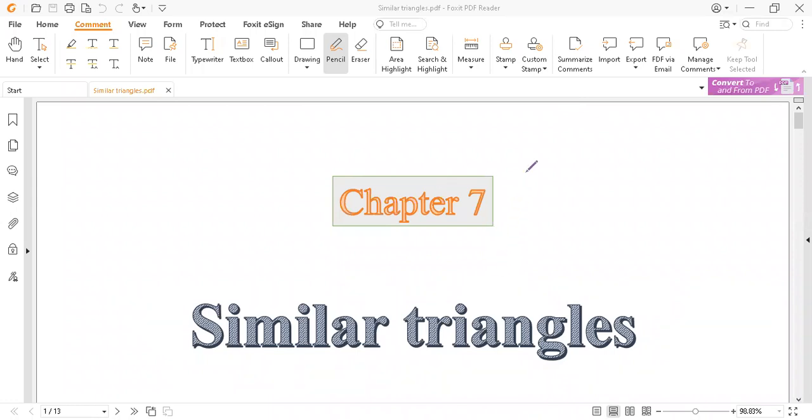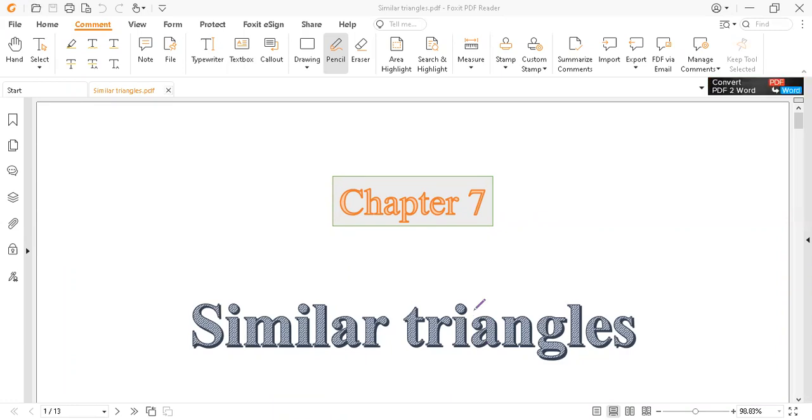Hi everyone. In the previous sessions, we dealt with congruent triangles. But today, we'll start to work with similar triangles. What do we mean by similar triangles? What's the difference between congruent and similar triangles?